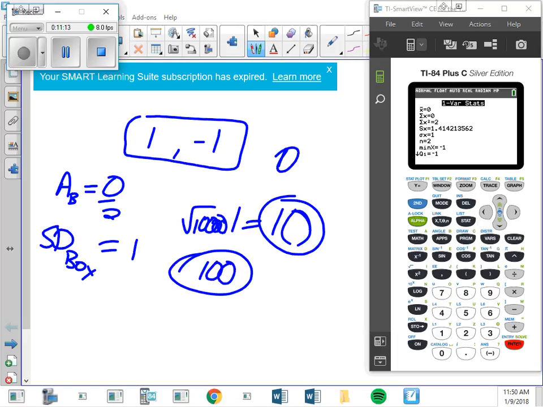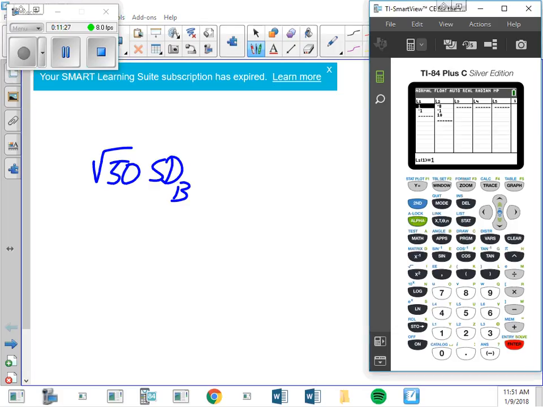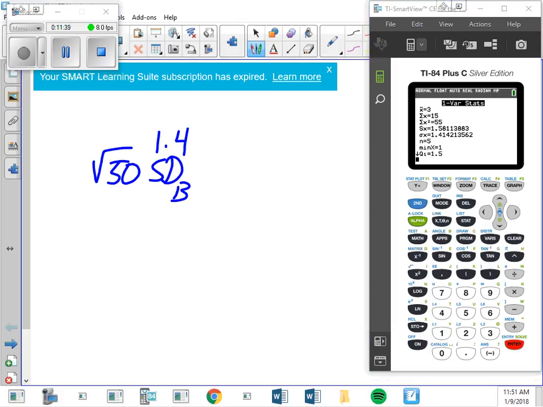Not really. And the standard error is going to be the square root of 50 times the SD of the box. So I need to find the SD of the box. And then do my one variable statistics, and I get 1.4. So we're going to take 1.41 times the square root of 50, and we get 9.97. Got it?